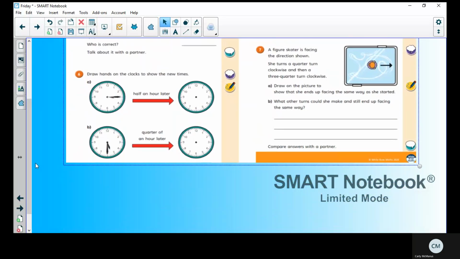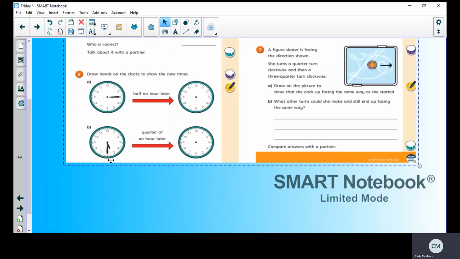Now, if you're doing it on paper, not on the sheet, you can just draw the clock out and by using the hand. So it says here, if we look, the minute hand is the short hand and the hour hand is the long hand. Draw hands on the clock to show the new times. It's half an hour later, half an hour. So that's going to be half of the clock. So not the hour hand, but the minute hand. Move the minute hand half of the clock.